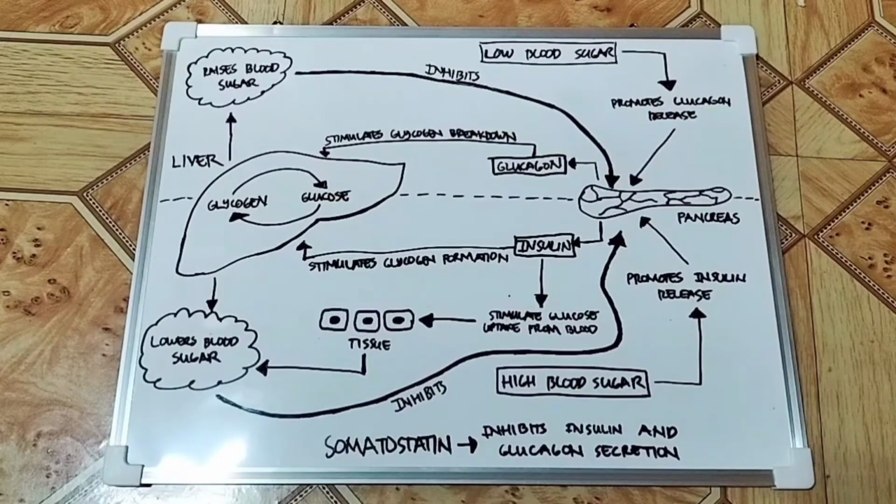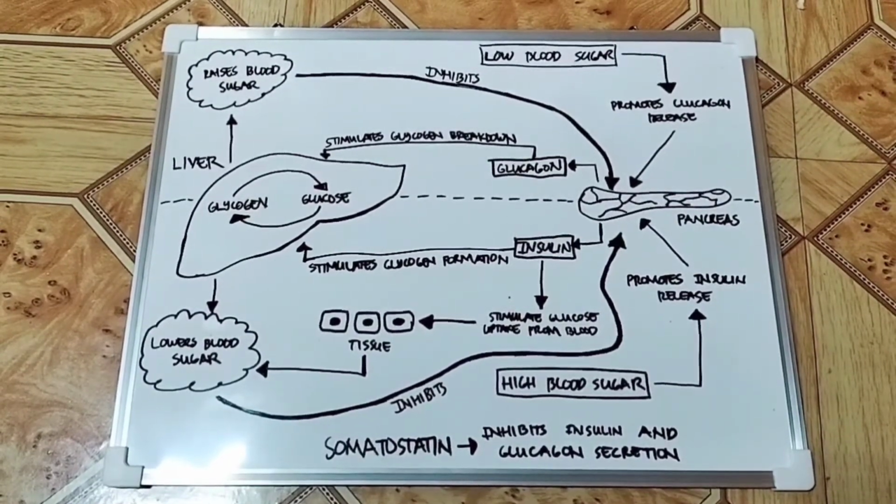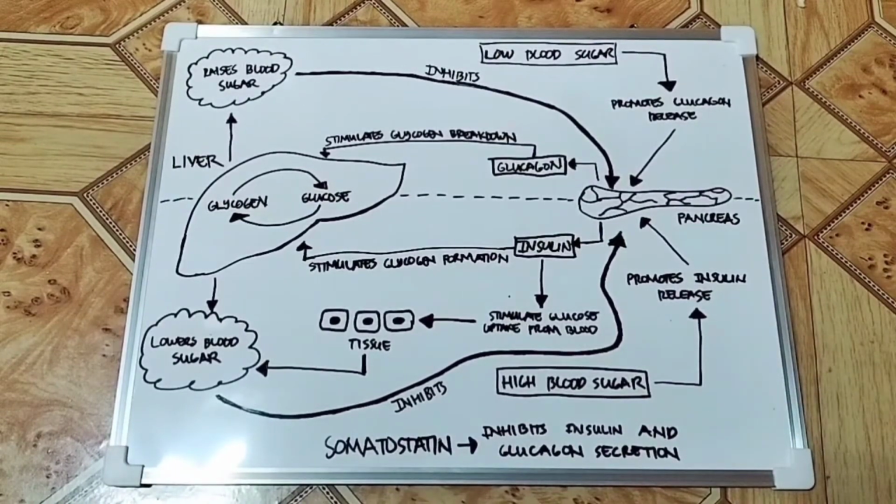Now, we are going to talk about the pancreatic endocrine hormones. These are insulin, glucagon, and somatostatin. This response is triggered by two stimuli, low blood sugar and high blood sugar. In the first case, there is a high glucose level in the blood. This generally happens after having a meal rich in carbohydrate.